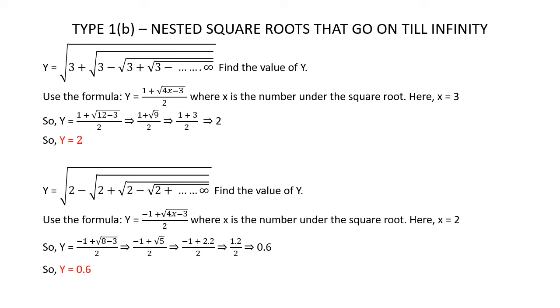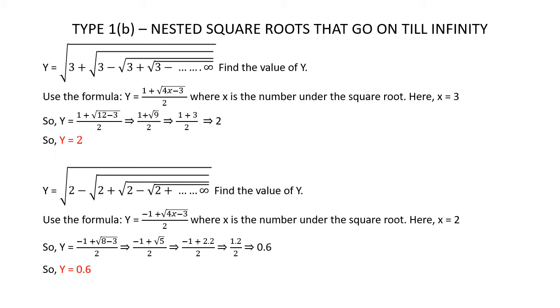Now substituting the value of x in the formula, we get y is equal to (1 plus root of 4 multiplied by 3 minus 3) divided by 2, which is (1 plus root of 12 minus 3) divided by 2. 12 minus 3 is 9. So now we have y is equal to (1 plus square root of 9) divided by 2. Square root of 9 is 3, and 3 plus 1 is 4. 4 divided by 2 is 2. So the value of y is 2.